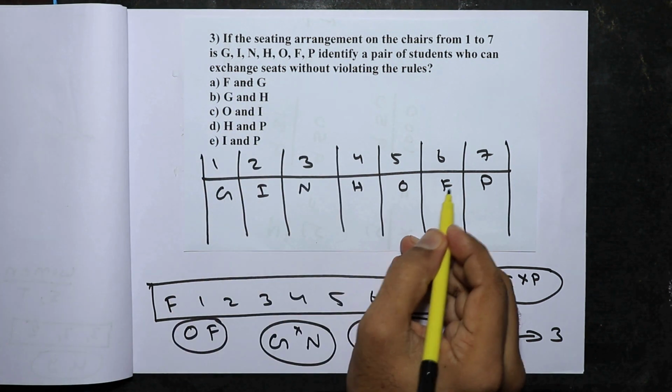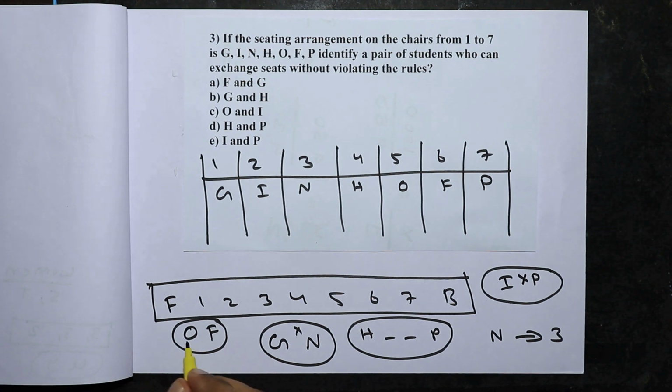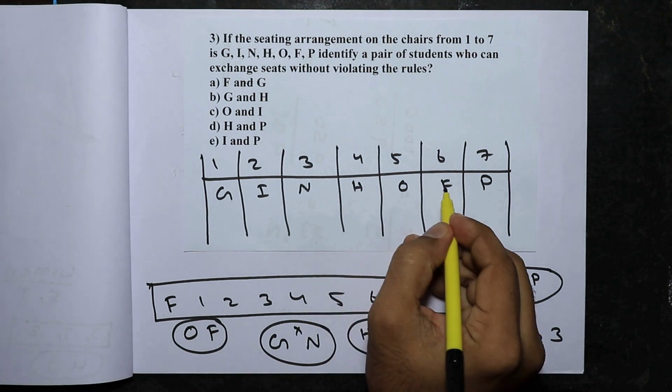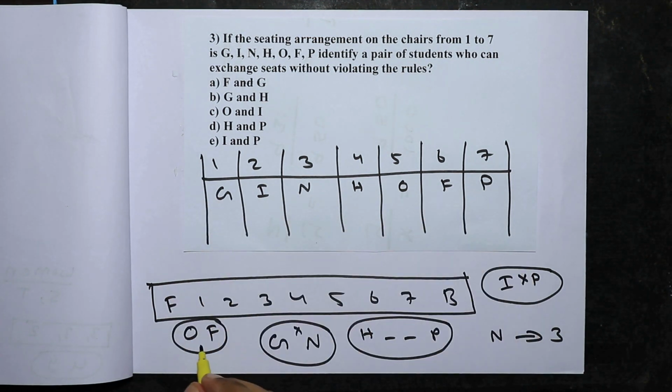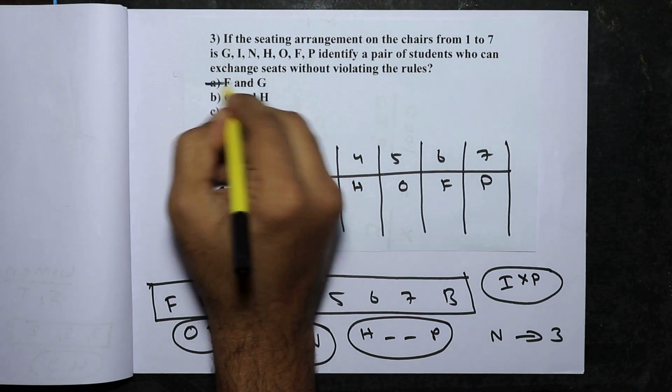Now if F and G are interchanged, one rule says that it has to be O and F in this order. So instead of O and F, it will be O and G. That is not allowed. So you will be violating this rule. So option A is wrong.